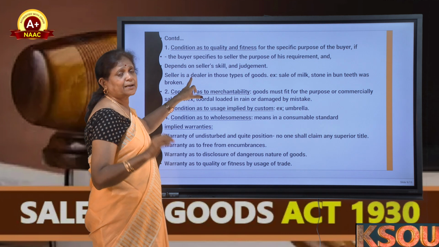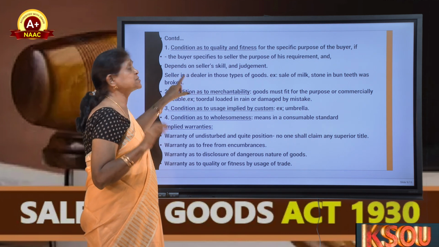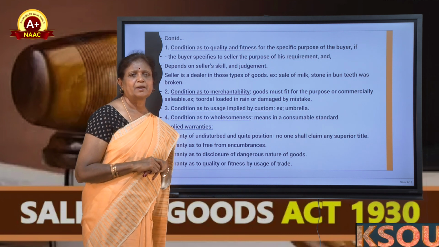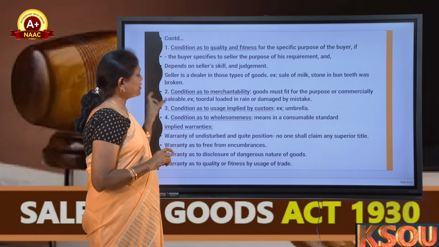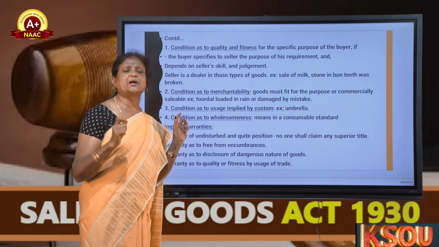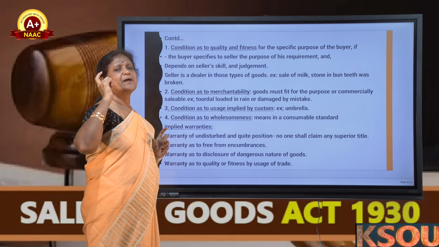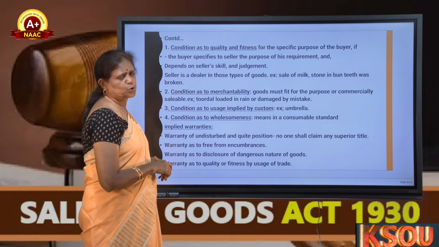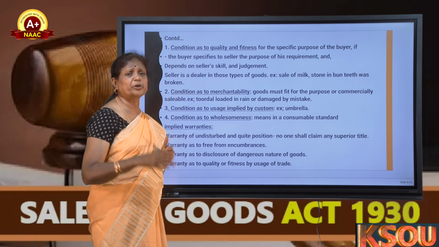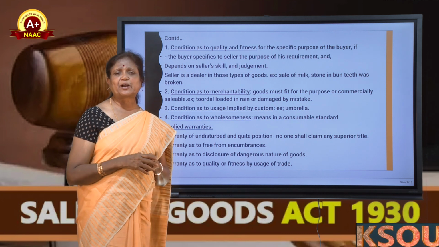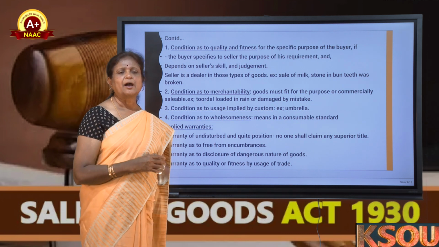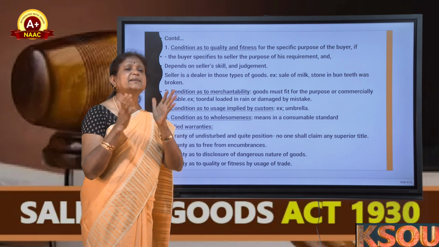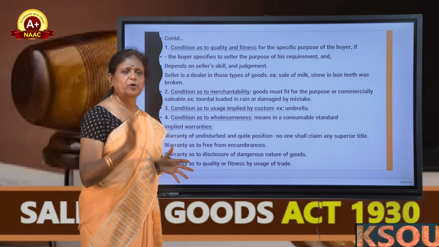Similarly, in that case, two things must be satisfied. One thing depends on the seller's skill. That means a person who wants to buy some special goods must go to a special person. Secondly, the seller must deal in those types of goods. We cannot go to a provision store and ask for milk. We will go to a dairy or a milk booth to ask for milk. That means the seller is dealing in the same goods.